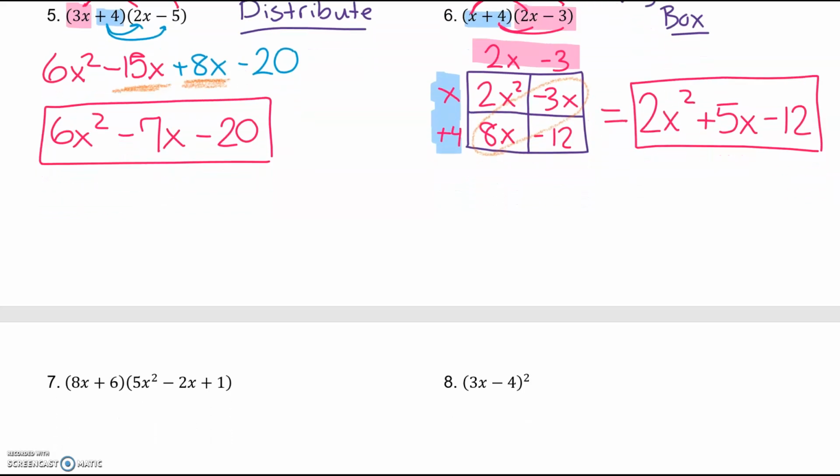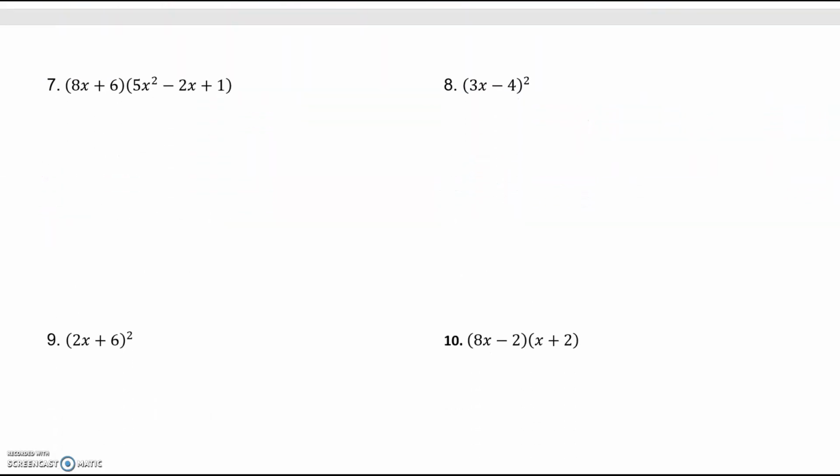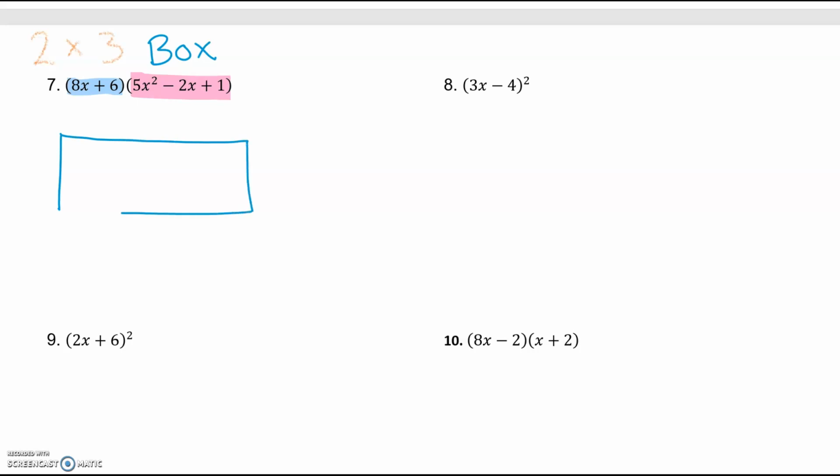Okay. Now, on number 7 and number 8 here, I am actually going to do a box on number 7. This one's kind of different because this is a binomial times a trinomial. So I have 2 terms times 3 terms. So I actually need a 2 by 3 box this time. So that means I need 2 down the left-hand side, but 3 across the top. So there's my 3 going across the top and my 2 going down the side.